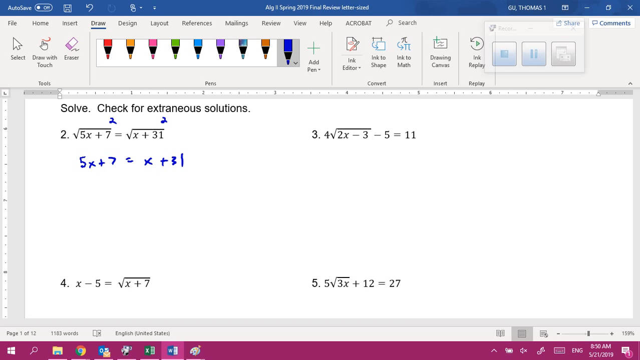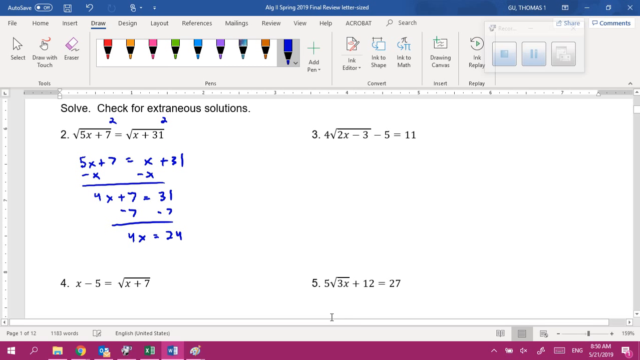So how would you solve for x? Subtract x from both sides. Okay. Subtract 7. So 4x plus 7 equals 31. And then you said subtract 7. So you have 4x equals 24. And then what do you do last? So x equals? That's right.